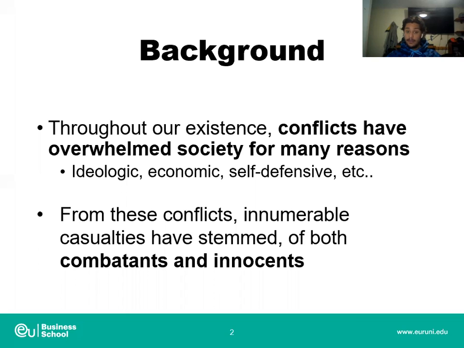We are, as a race, no strangers to conflict. We have been exposed to conflict many times throughout our history, for many reasons: for ideological reasons, for economic reasons, for self-defense reasons. And in these conflicts, many casualties have stemmed. Unfortunately, a vast majority of them have been of civilians.